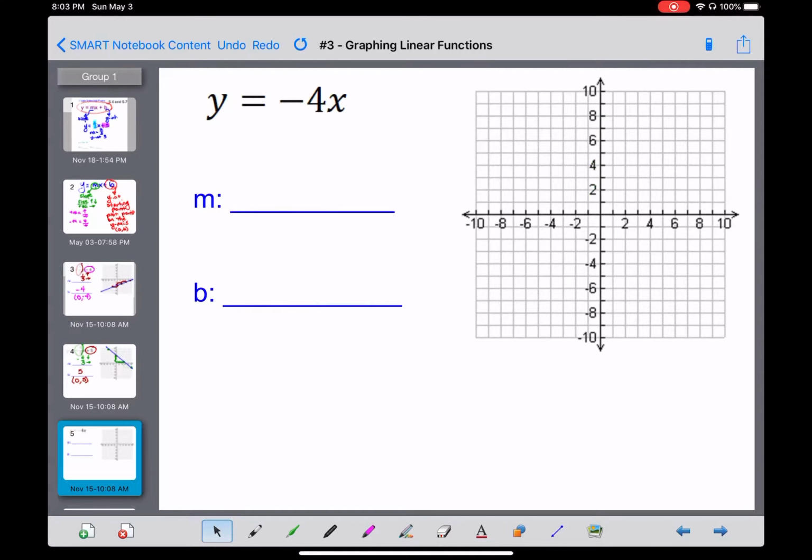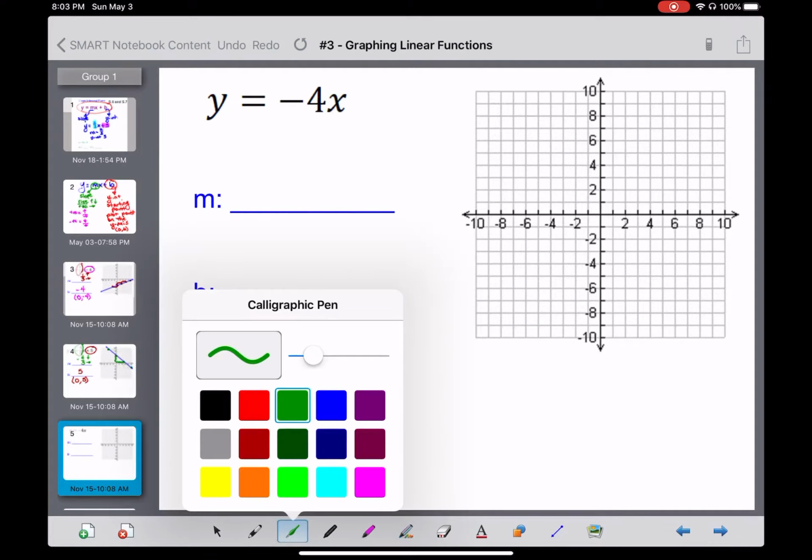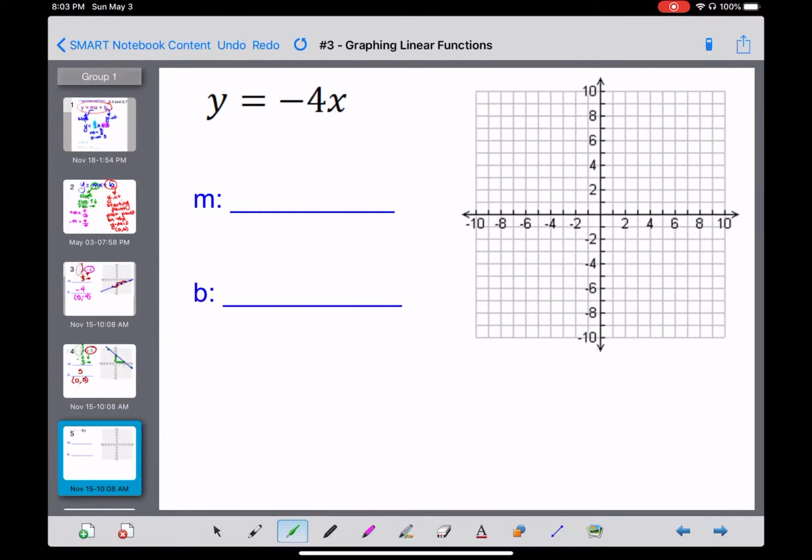All right, y equals negative 4x. As you can see on this one right here, I am missing something. Well, you probably already guessed it. I am missing my y-intercept. So technically it's not missing, it's just an invisible number that I don't see. And that invisible number is the 0. So my y-intercept is 0. So you guessed it, we are going to be starting at the origin.